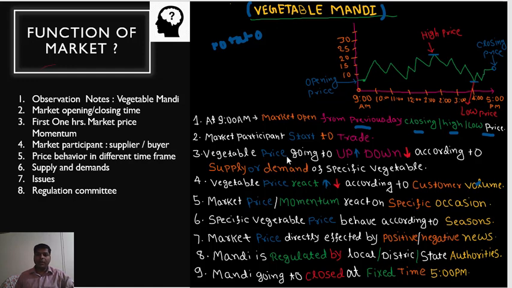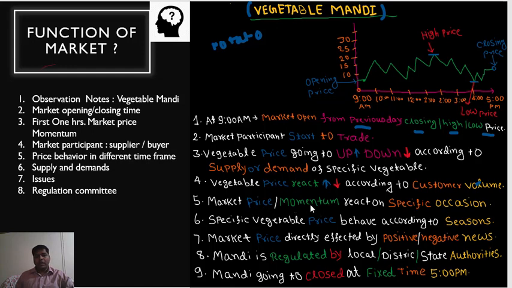Sometimes it is 15 rupees per kg, or sometimes it goes to 30 rupees per kg. All know about it. Even the tomato, sometimes it is 15 or 20 rupees per kg, and sometimes goes up to 60 rupees per kg. So the price goes up and down according to supply and demand of specific vegetables. And vegetable price reacts according to customer volume. When we observe, if we go early in the market, the price is sometimes high. And if you go at closing, the price is sometimes down or sometimes high.